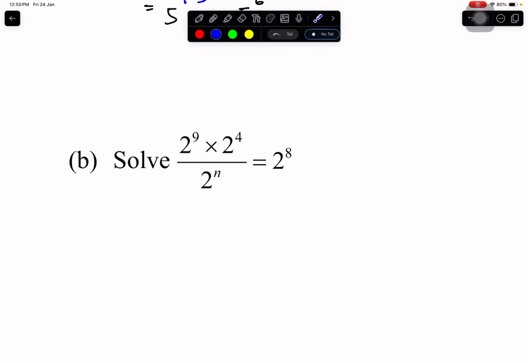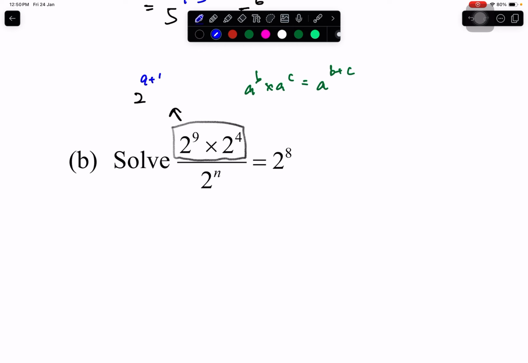So this one's a little bit tricky, but everything is with the 2's, right? This 2 to the power of 9 times 2 to the power of 4 is on the top of the fraction line. So we can combine it first because there are no unknowns there. We use a to the power of b times a to the power of c equals a to the power of b plus c, this formula. So we will have 2 to the power of 9 plus 4. Okay? So we then have 2 to the power of 13 divided by 2 to the power of n equals 2 to the power of 8.